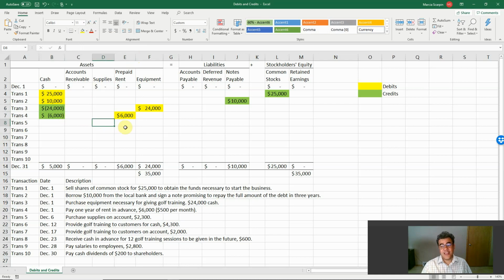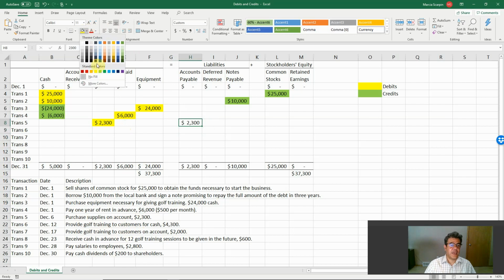Transaction number five, purchase supplies on account. So we are increasing our inventory. We are increasing it by $2,300. Debit, yellow. Here we purchase on account, so we will pay it later. So we have accounts payable 2,300. We have accounts payable here, green.